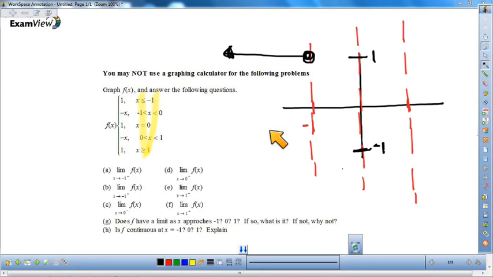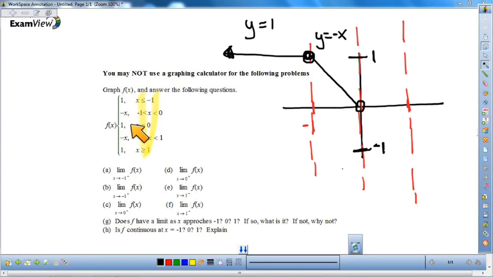Between -1 and 0, I'm going to have this line -x. So -x is a linear line. Notice that at -1 the circle is closed, because the line touches it. But at x equals 0, I have an open circle because there's no equal sign.